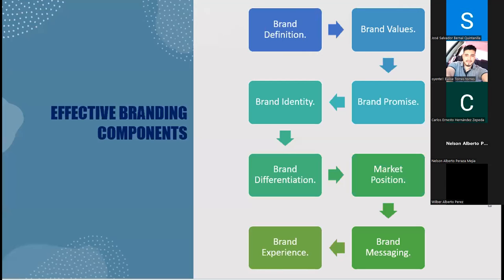The organization using it to influence others. To influence, yes, that's correct. How you influence the mind of customers, to change their conduct, to buy your product, or to become your loyal client.